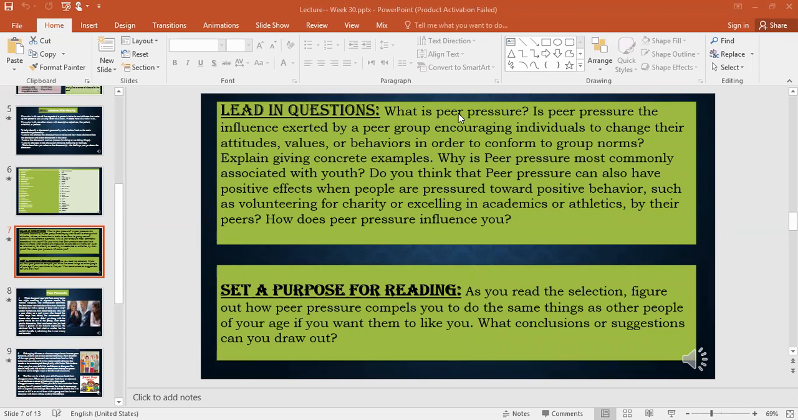So when a friend is trying to affect you negatively, what might they ask you to do? Smoking, stop studying. Stop studying, smoking. Very good. If a person is trying to affect you positively, what might they try to tell you, to motivate you to do?